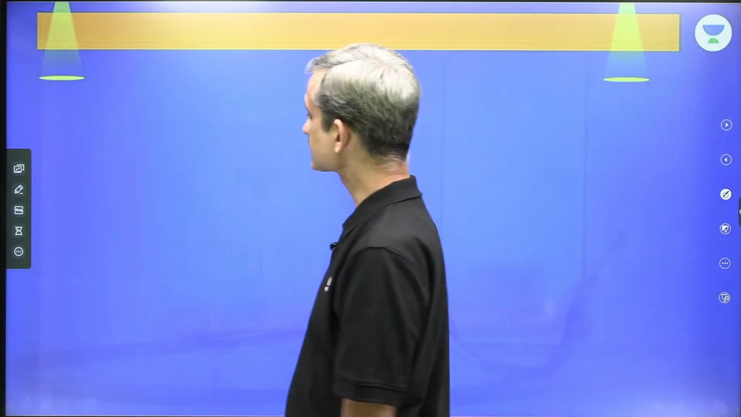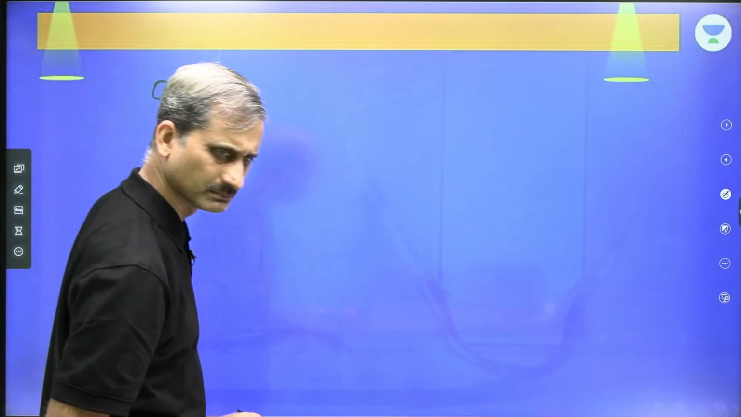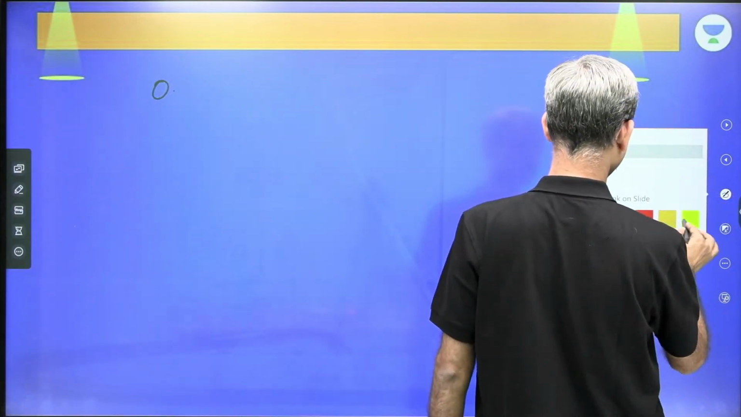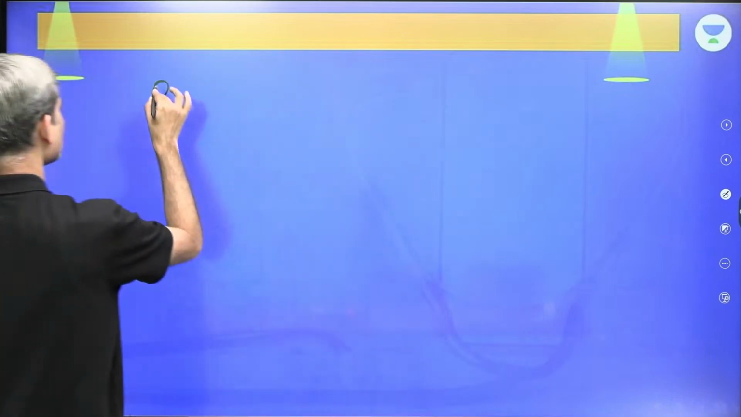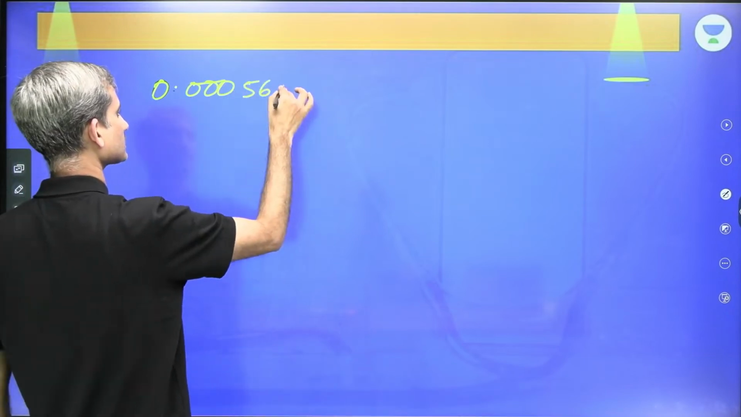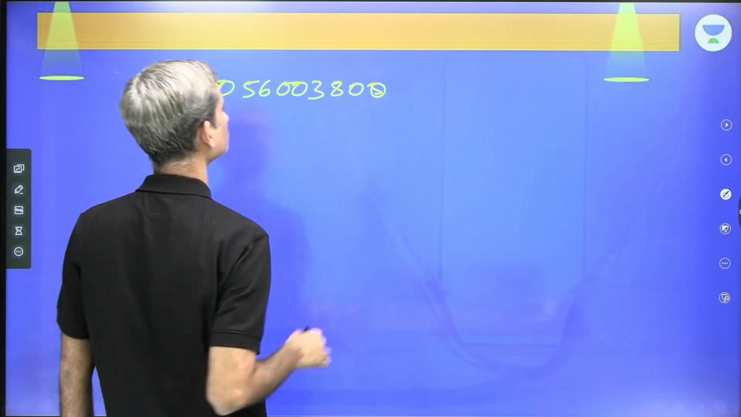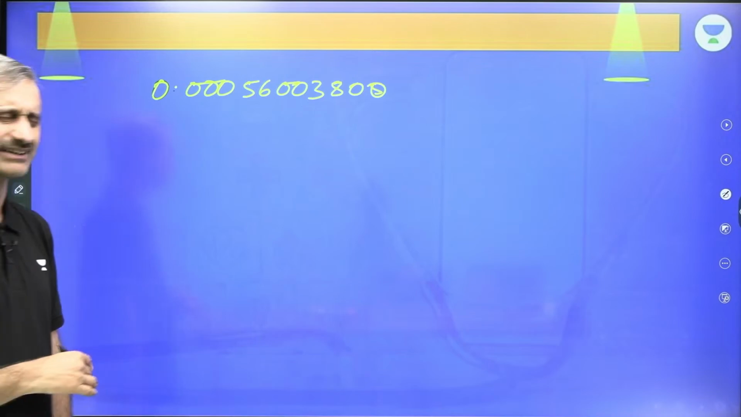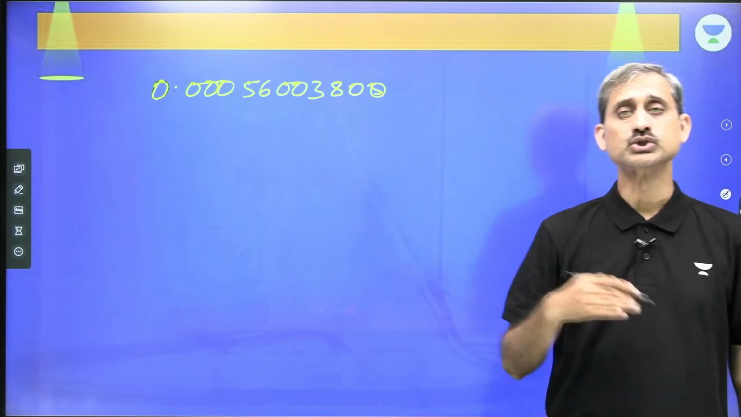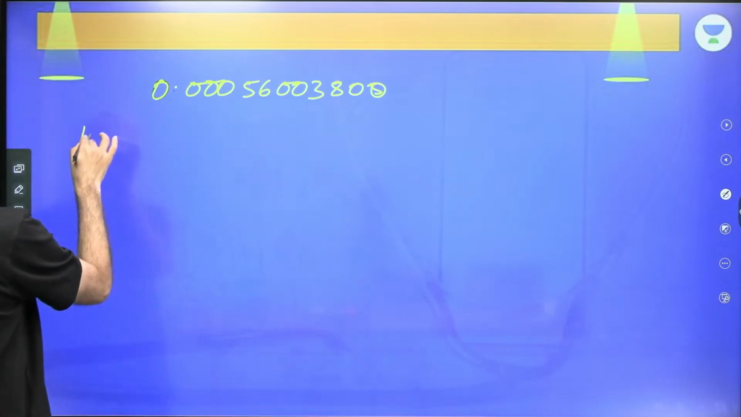So, let us say the number is, black is okay, no, I think I should be using white or yellow. The better symbol would be yellow. So, let us say the number is 0.0056003800. I have taken a very arbitrary number. So that's the number. What are the rules to determine the significant digits in a particular number?